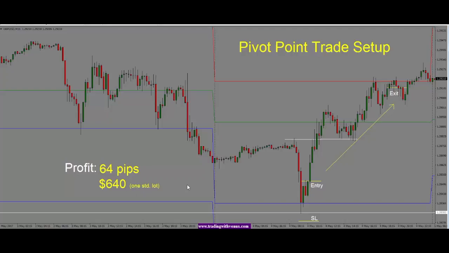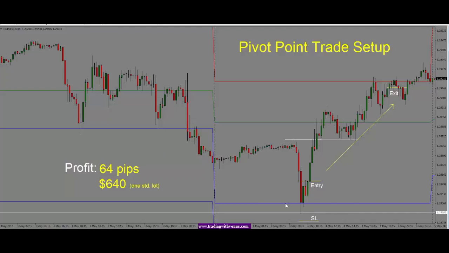So just to recap here, a pivot point trade setup is when the price rejects any one of the pivot point levels, where the trade will set up at one of the pivot point levels. Pivot points are one of my best indicators to trade. I really like trading pivot points. I find that the trades will set up at pivot point levels quite often, and as a result of that I really like trading pivot points.